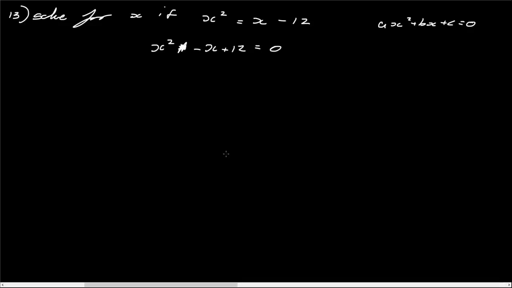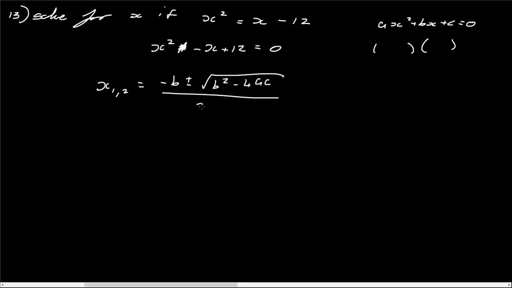Okay? Now you could try factorize this normally by writing out your two brackets and seeing what you can figure out. But seeing as we're working with complex numbers, it's most likely going to need the quadratic formula to solve. So I'm just going to jump straight into that. The quadratic formula is x1,2 equals negative b plus or minus the square root of b squared minus 4ac, over 2a.